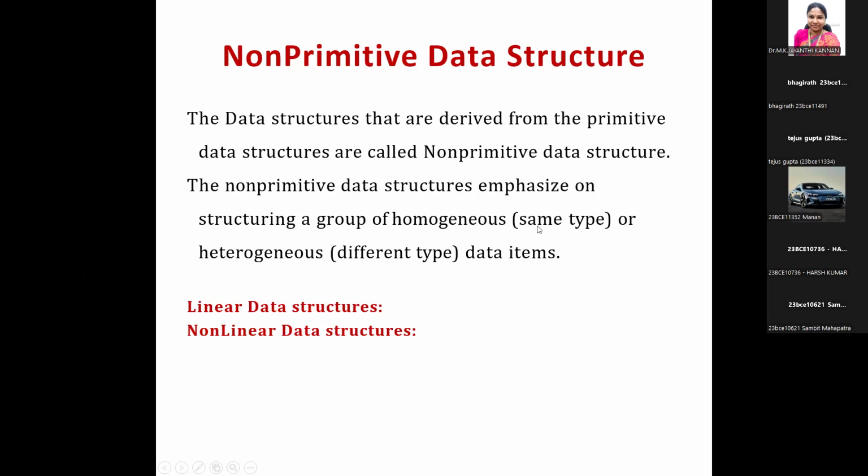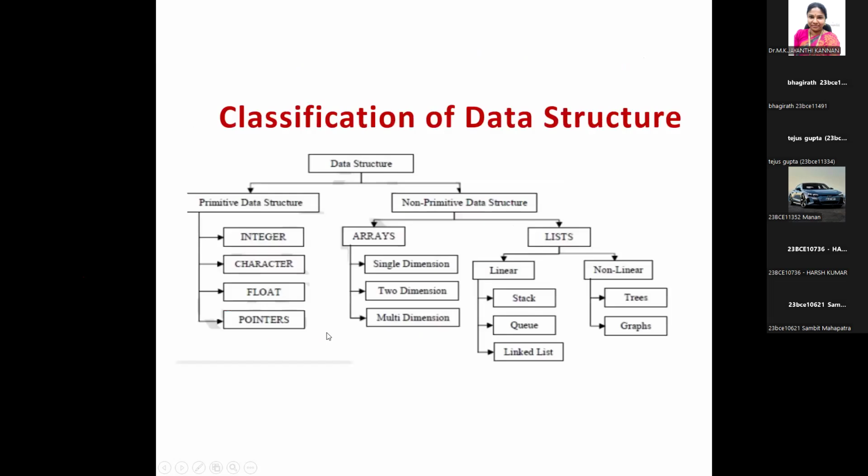Homogeneous means it may be arrays, where all the elements in an array will be of the same type. If it is heterogeneous, it means different types of elements. It may be structure, union. So that is called heterogeneous. So linear data structure and non-linear data structure. Linear means arrays. Non-linear means trees, stacks, all those things.